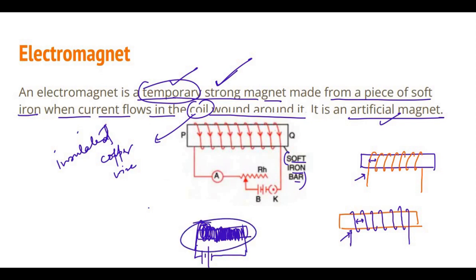Yes, and as long as this current is flowing, meaning as long as the battery is connected to it, this will be a magnet. The moment you turn off the current, or if there is a switch and you turn off the switch, then no current flows through this coil and it no longer remains a magnet.